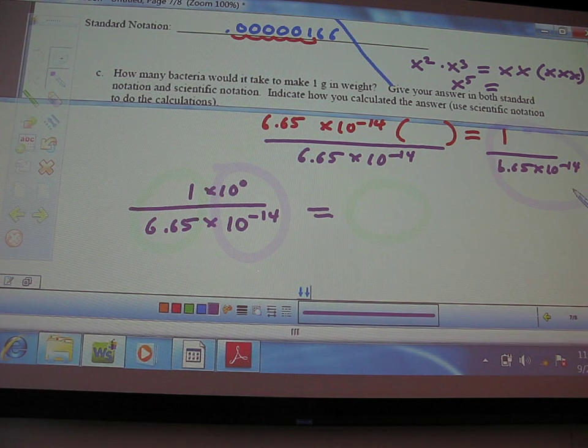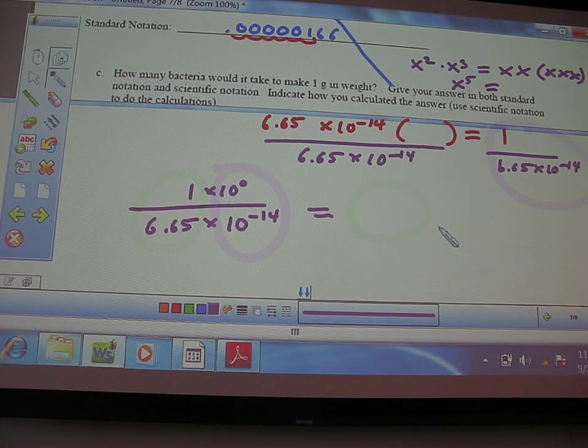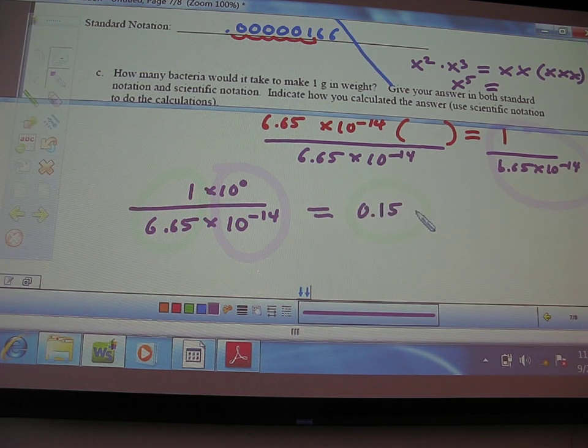So let's do the first part. What's 1 divided by 6.65? Did anybody do that? Anybody take 1 and divide by 6.65? 0.15. Give me one more decimal place. Oh, I just rounded to 3 sig figs because that's all we have. That's 2 sig figs. I need one more. Oh, 0, right. Okay, great.